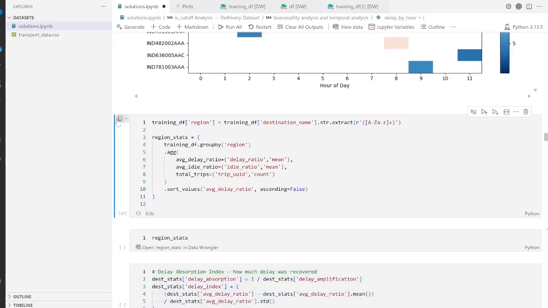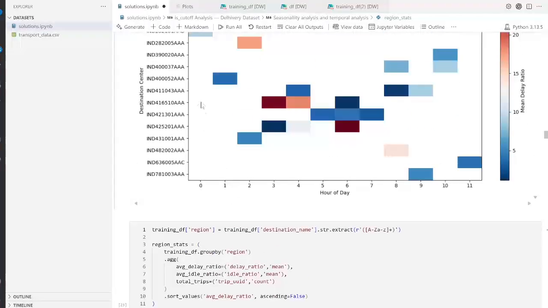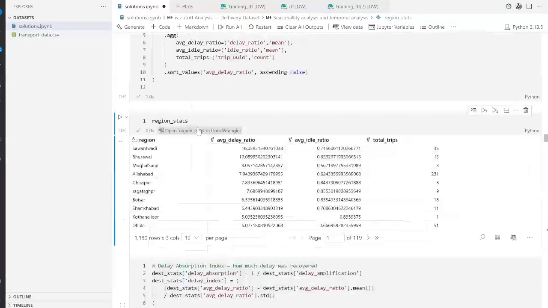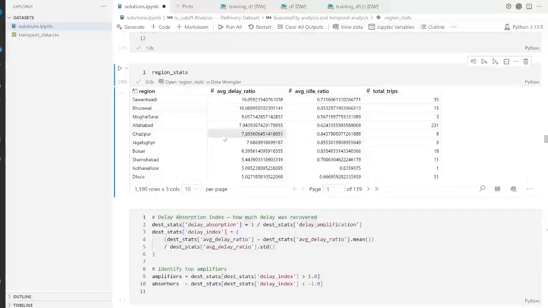If we want to have a region-based analysis, we can also do the same. This was a more specific analysis, destination based; region based, we'll also be able to see the idle ratio and average delay ratio and do the same analysis.